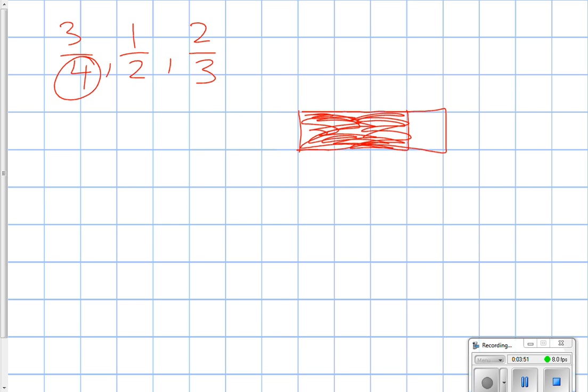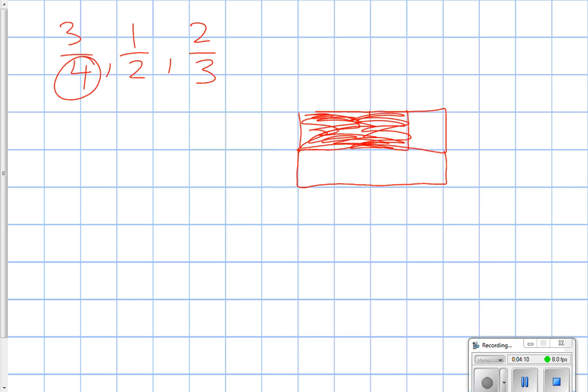Now the next thing I'm going to do is create another rectangle that's the same size. And this is really important. Some students want to do a rectangle that looks something like this to show that there's 2 parts. We can't compare fractions like that. The whole has to be the same.